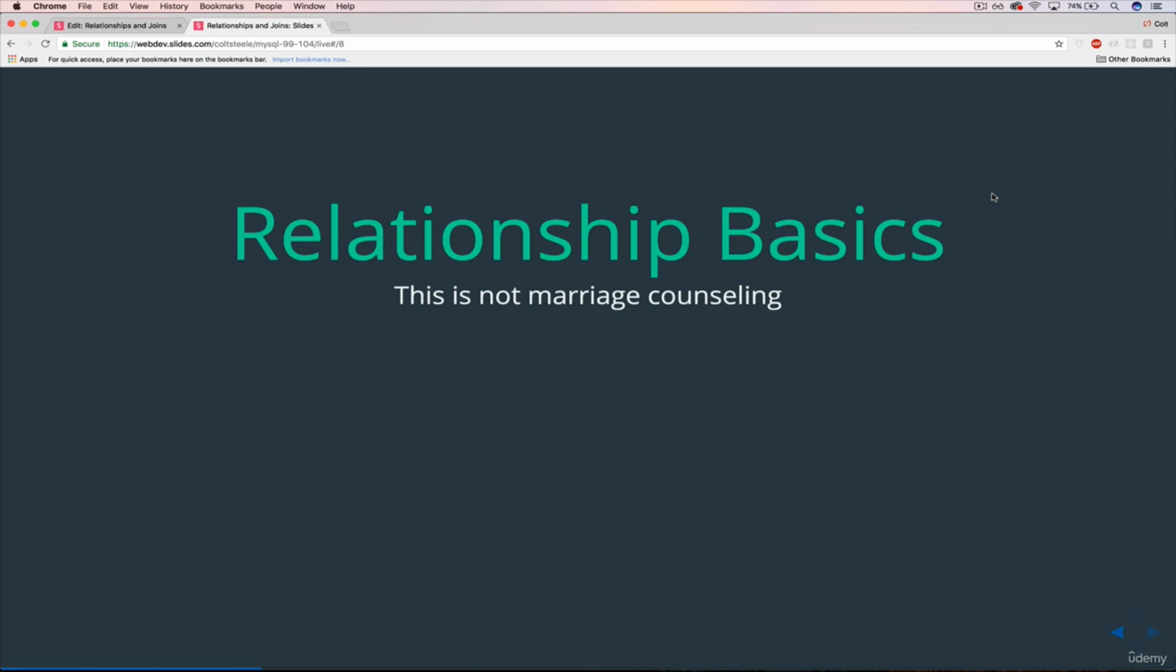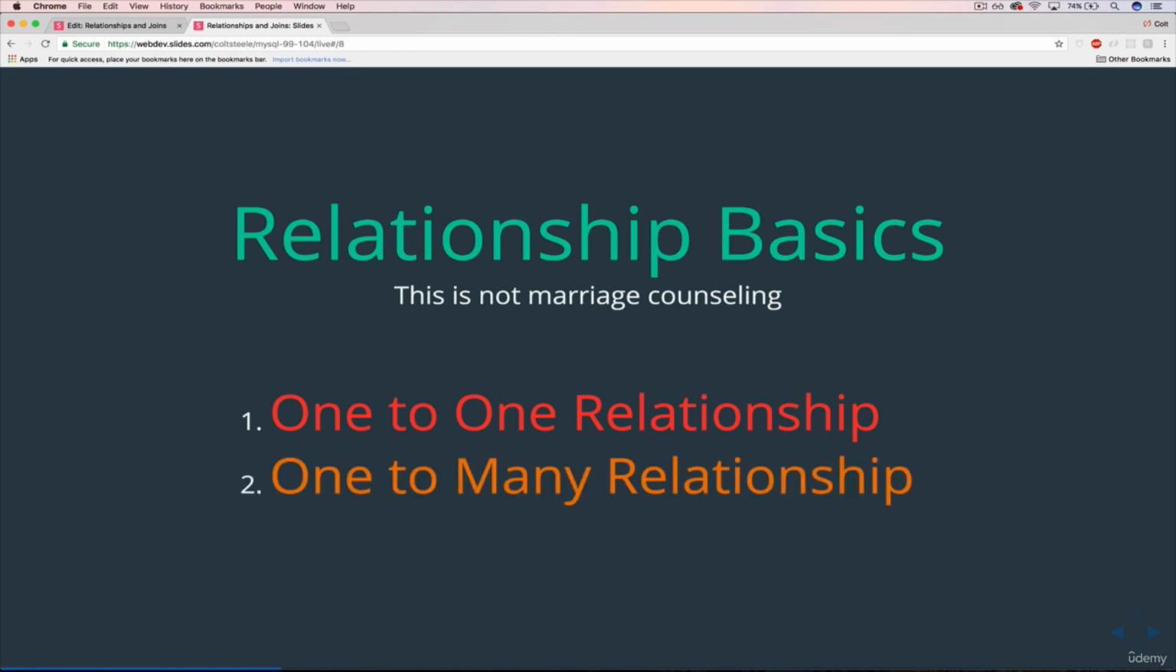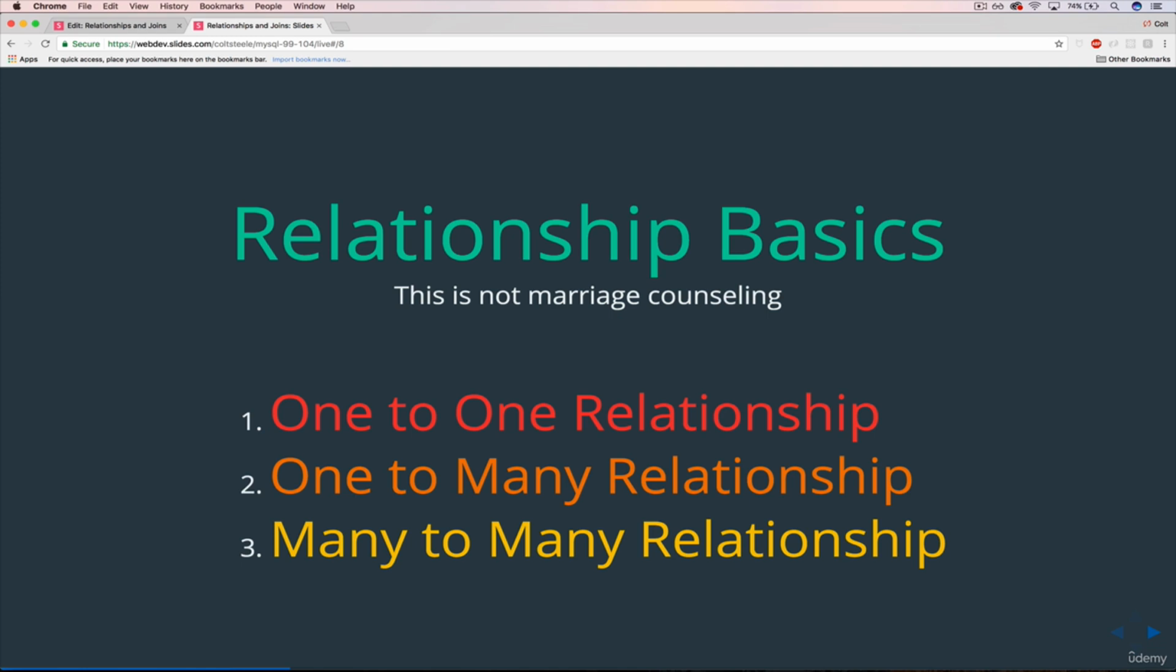And the terms that I'm going to use that you'll occasionally come across are three. The first one is a one-to-one relationship. And I'm just going to go through all of them first before we talk about what they mean and talk about examples. So a one-to-one relationship, a one-to-many relationship, and then a many-to-many relationship.